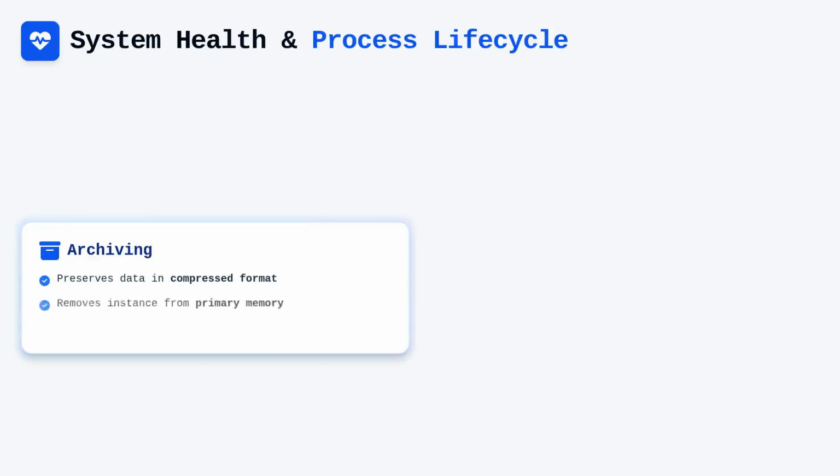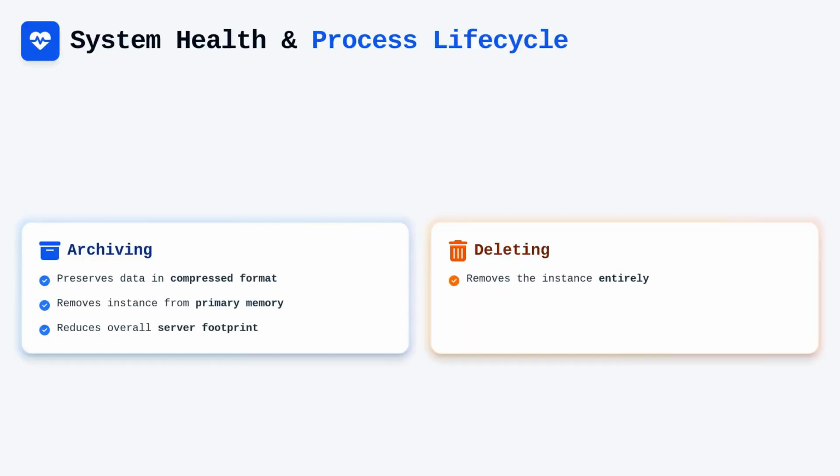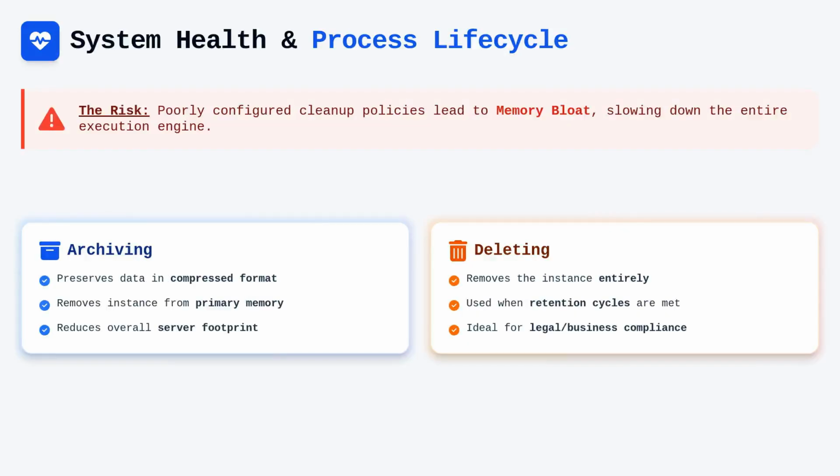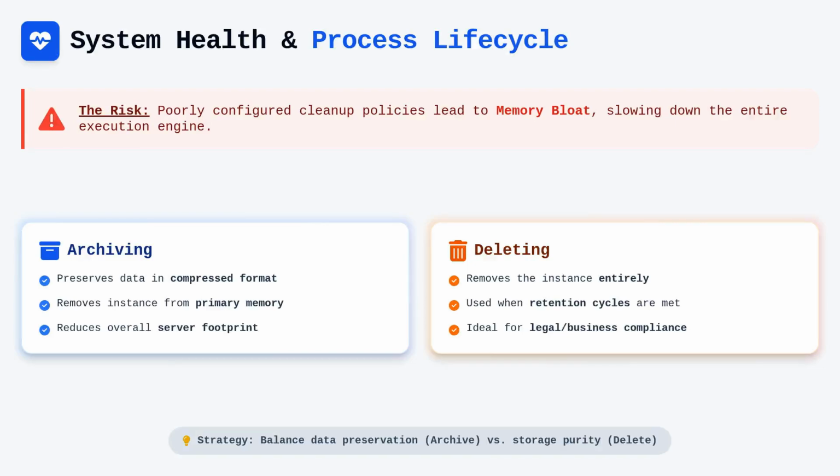System health is inherently tied to how we handle the life cycle of a process instance after it has completed its execution. Appian provides two primary mechanisms for cleanup: archiving and deleting, each serving a different purpose in your maintenance strategy. Archiving preserves the process data in a compressed format that is no longer active in the engine's primary memory, thus reducing the footprint on the server. Deleting, conversely, removes the instance entirely, which is appropriate for data that has reached the end of its legal or business retention cycle. Failing to configure these policies properly will lead to memory bloat, where the execution engine struggles to manage thousands of active or dormant instances, ultimately slowing down the entire environment.